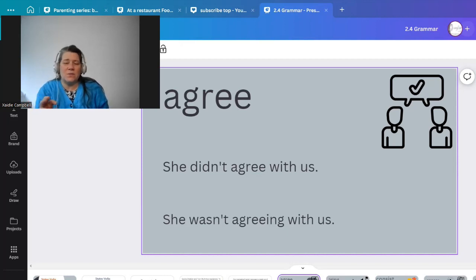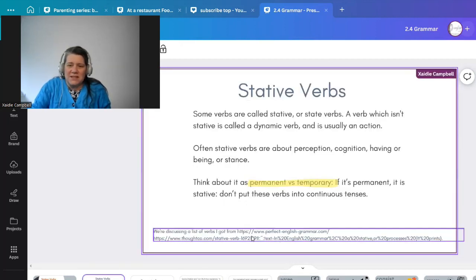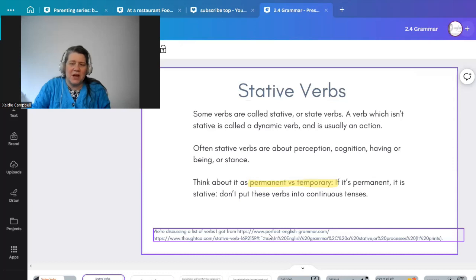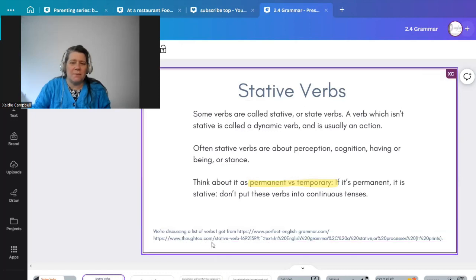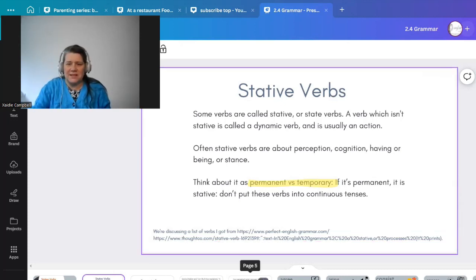and so what I'm doing here, let me show you really quick. Here, we're discussing a verb list that was put out by perfectenglishgrammar.com. And some of the quotes I'm using come from the thoughtco.com Stative Verbs blog. Okay? That's where my sources come from for this lesson.